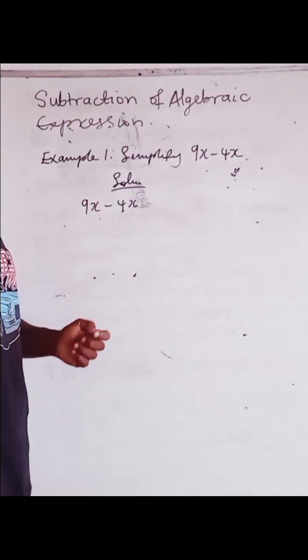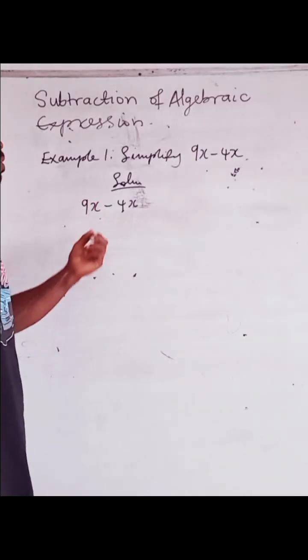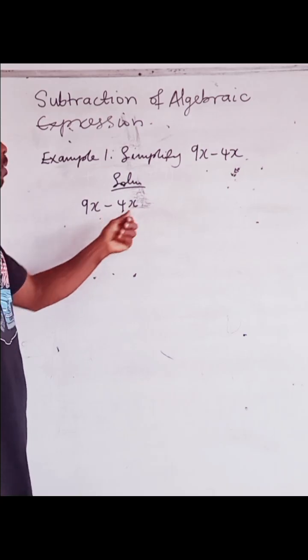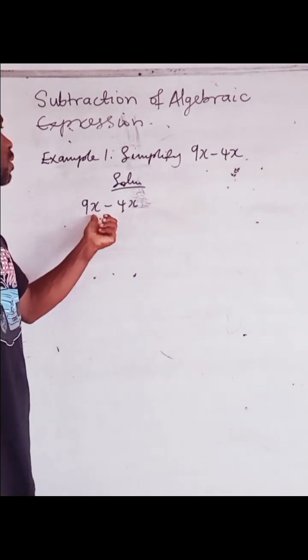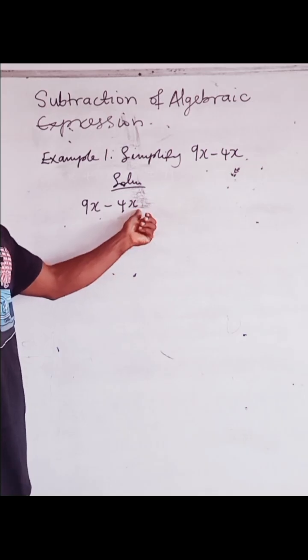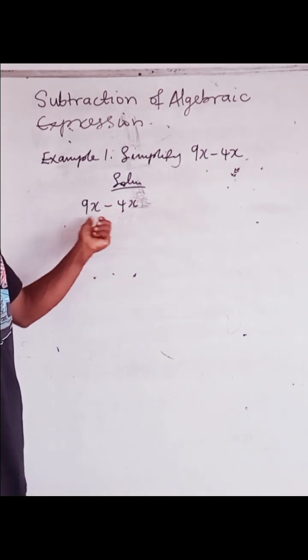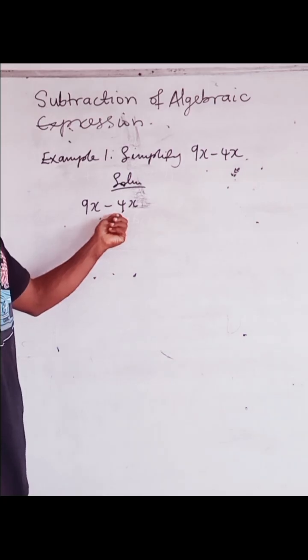Like terms, and they are like terms because they have the same variable. This is 9x, while this is 4x. And we are asked to subtract 4x from 9x in this expression. So how do we do that?